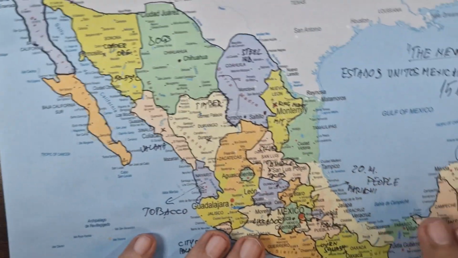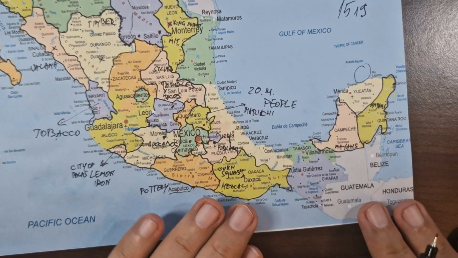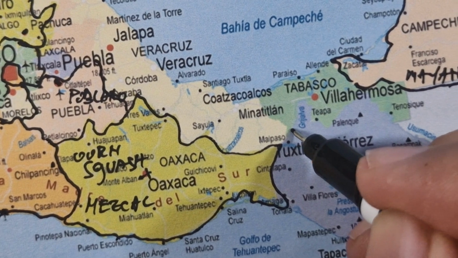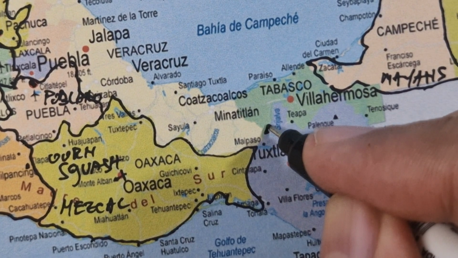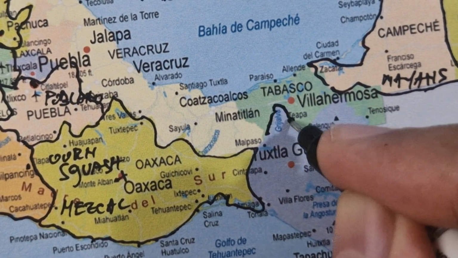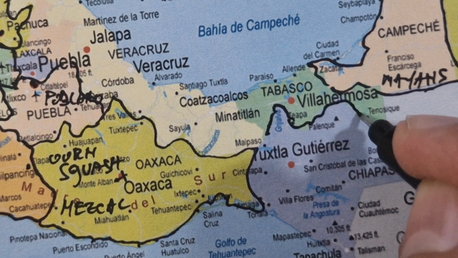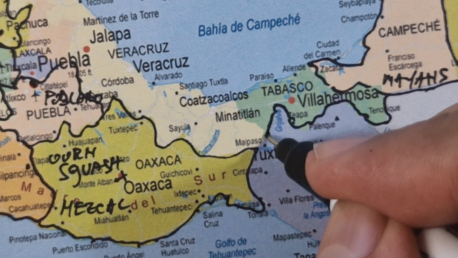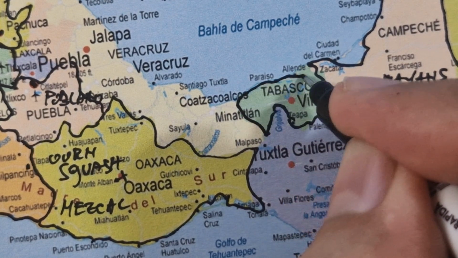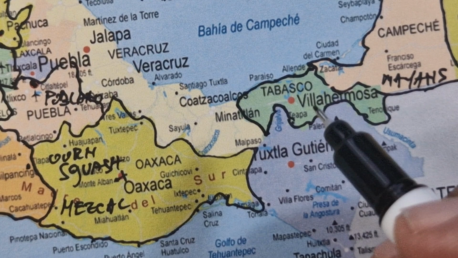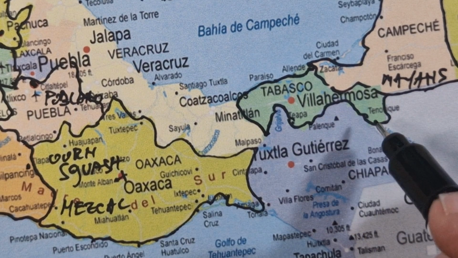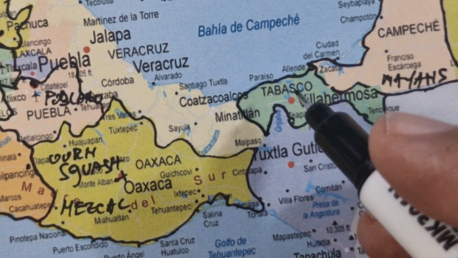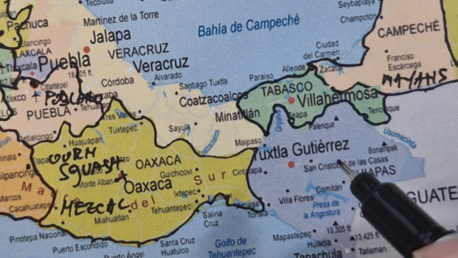Alright. Now again south. Here. This green area, this green state called Tabasco. Let's talk about Tabasco. The capital is Villahermosa. Tabasco is home to parrots, monkeys, and Mayan ruins again.